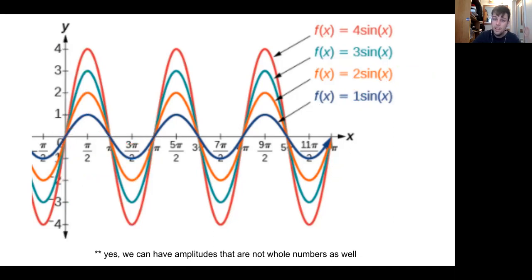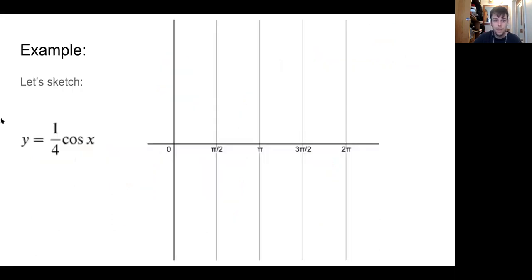Those are all positive. Obviously, if any of them were negative, we would just be taking everything and flipping it over the midline, flipping it over that x-axis in this case. All right, let's go ahead and examine a smaller one and a cosine graph.